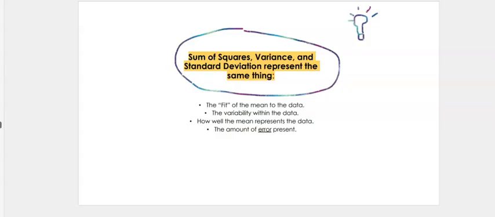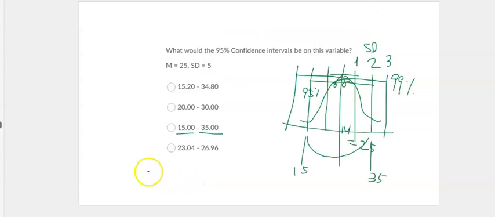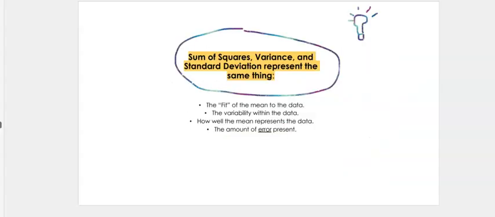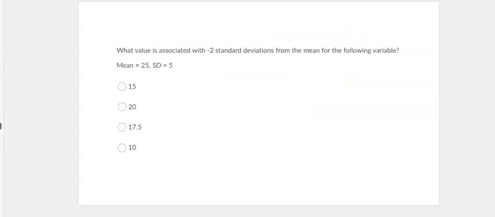Sum of squares, variance, and standard deviation all represent the same thing: how much the data deviate from the mean. We saw that last time, and you can see the last video. We obtain first the sum of squares, then we divide by n minus one, the total number minus one, and that is the variance. Then you take the square root, and that is the standard deviation. So we find the deviation amount.